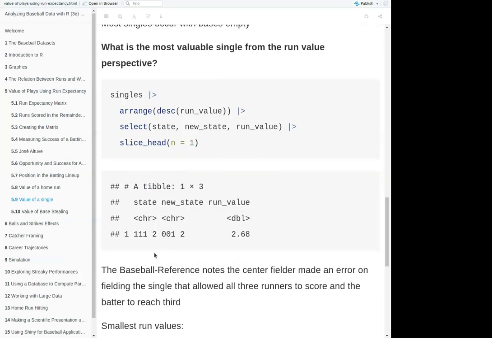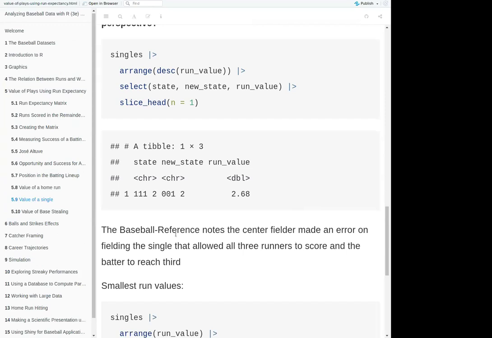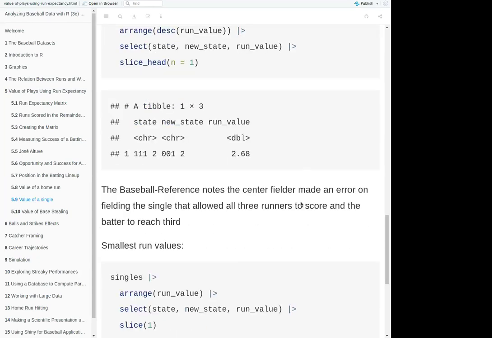We got 3 people in at that point. There's our hitter got to third. So the book talks about this situation a little more, and it says that the Baseball Reference notes that what happened in this particular situation is that the center fielder made an error on fielding, and it allowed all three runners to score and that batter to reach third. So also nice and interesting to put the story behind the numbers. I think it's an interesting add.